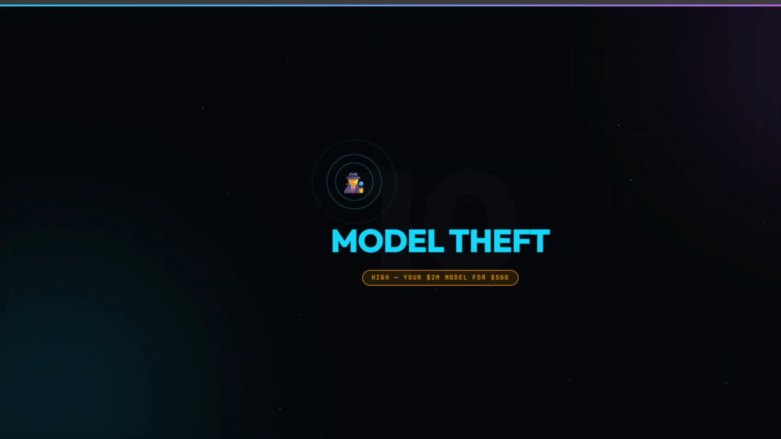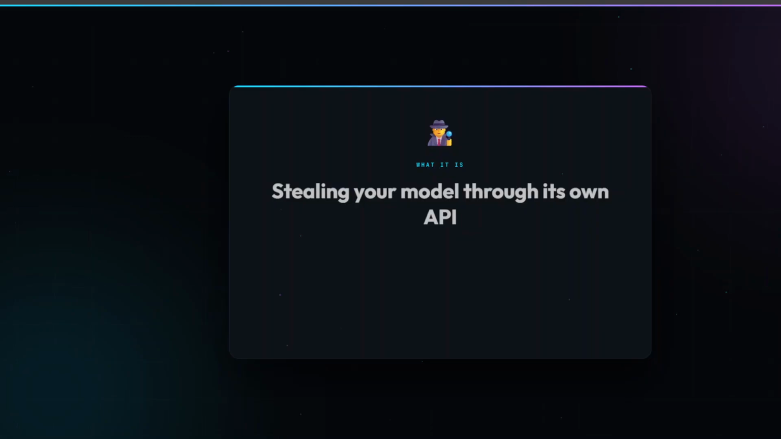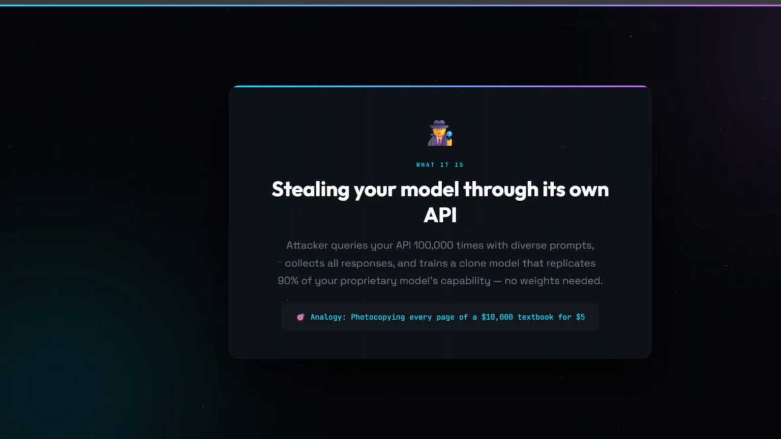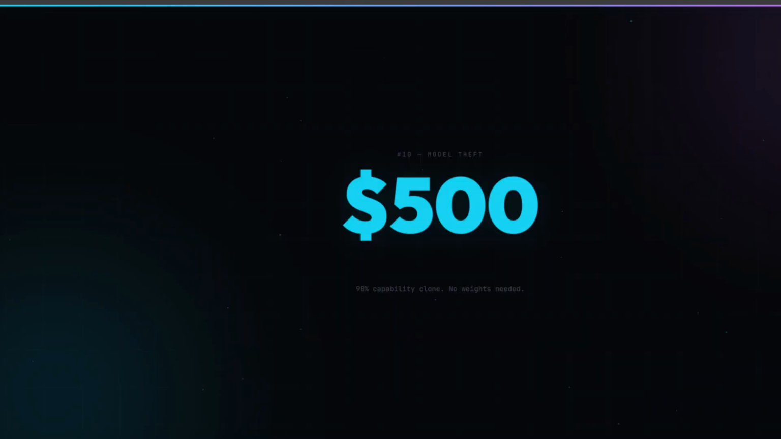And the last one is model theft. It's deceptively simple. The attacker queries your API 100,000 times with diverse prompts, collects all responses, and trains a clone model. 90% of your capability reproduced. No need to steal weights, like photocopying every page of a $10,000 textbook for $5.